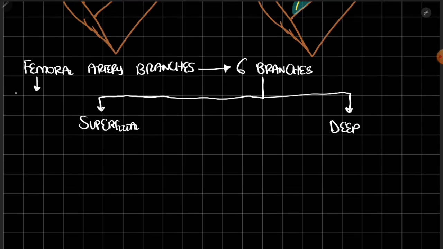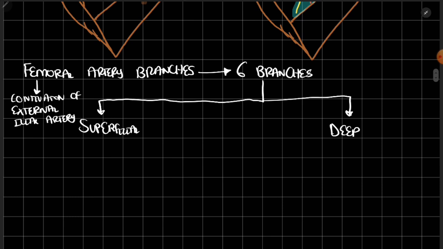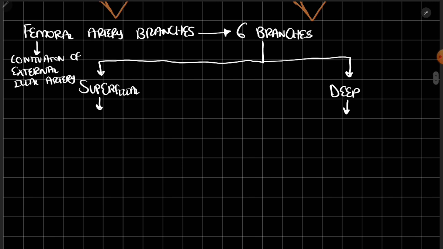So as we know, first I will write the origin. So femoral artery is from the continuation of, so what is the continuation of femoral artery? Yes, the femoral artery originates from the external iliac artery. So superficial and deep branches. So what are the superficial branches? See, they are very easy. I will write S for superficial.